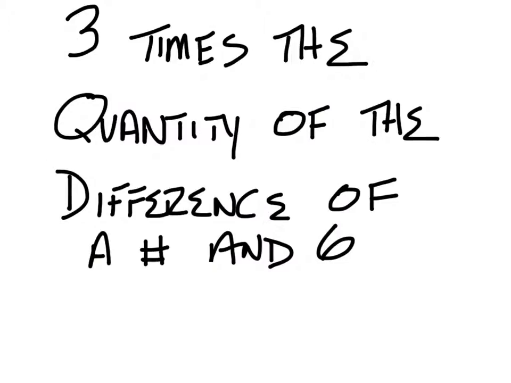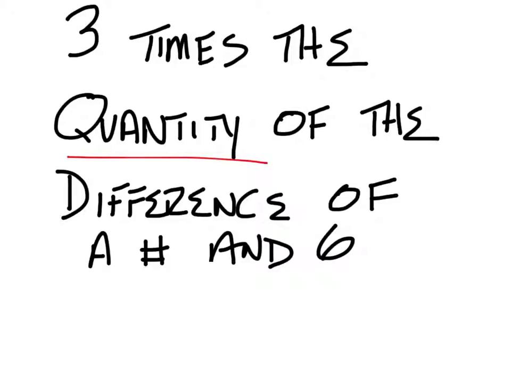Example 2. Now here's where you're starting to combine some of them together. 3 times the quantity of the difference of a number and 6. Now instead of trying to race through it all at once, pick something out of here and tell me what it represents. Where could we start at? What does this mean?